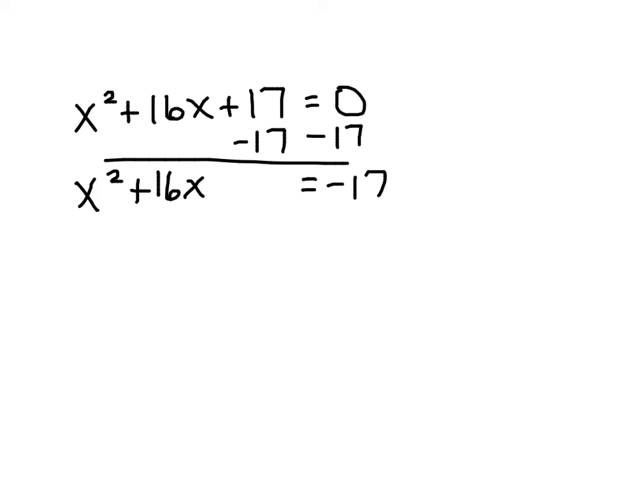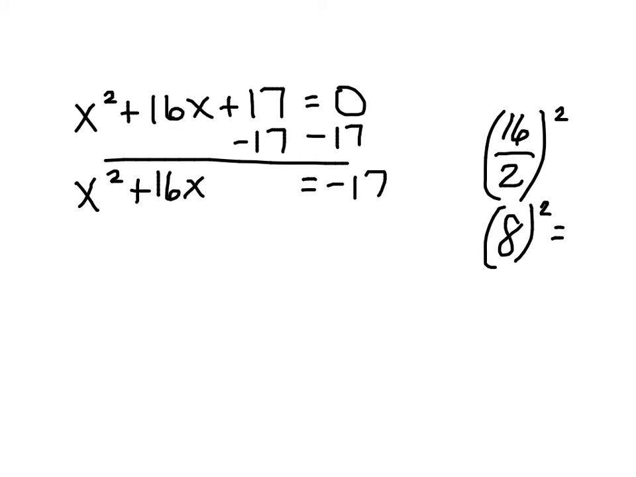Step 3, take b divided by 2 squared to both sides. What number is in the b spot? 16. 16 divided by 2 is? 8. What's 8 squared? 64. So I'm going to add 64 here and add 64 there.